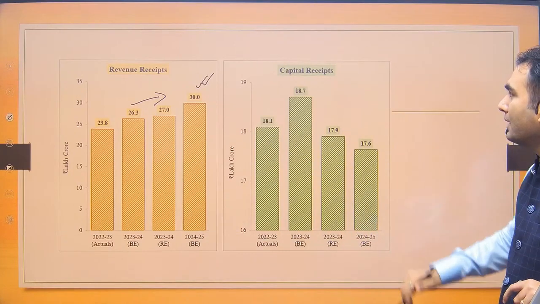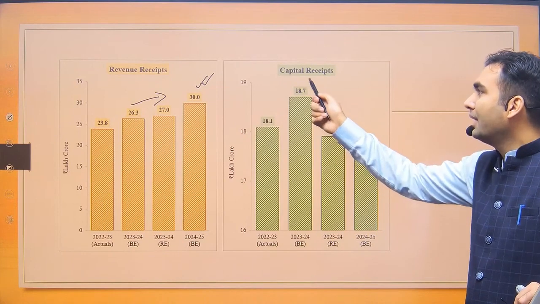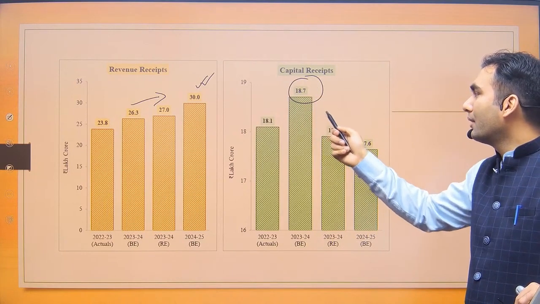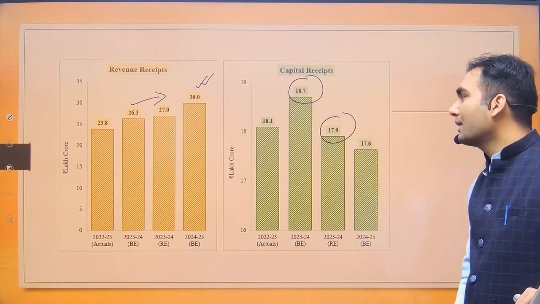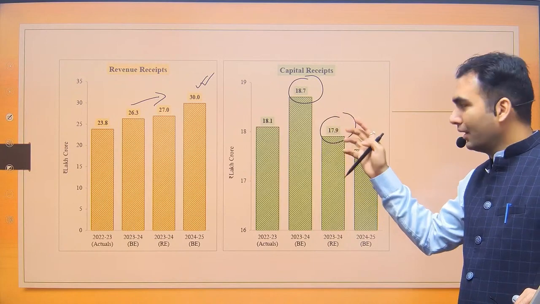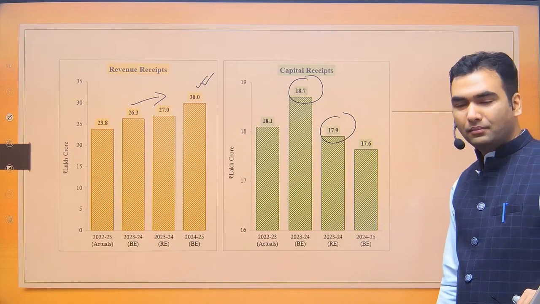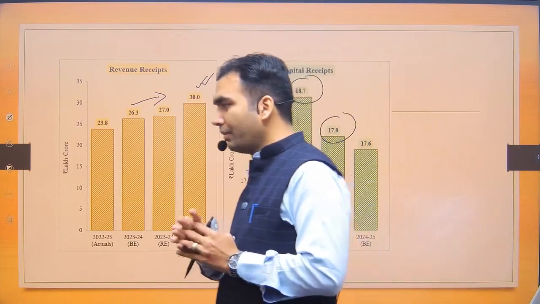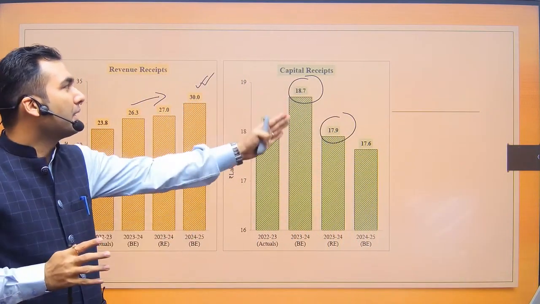In case of capital receipt front, we had estimated 18.7 lakh crore, but actual we are now saying that we would only be having the capital receipt of 17.9 lakh crore. Now, please tell me whether this reduction of capital receipt is good or bad, and if so, why so? Whatever be your reasoning, whether it is good or bad, what is the reason behind this?